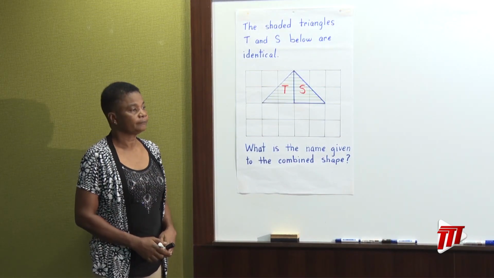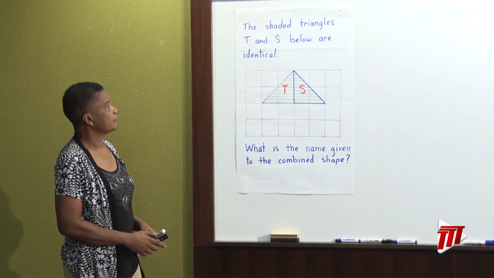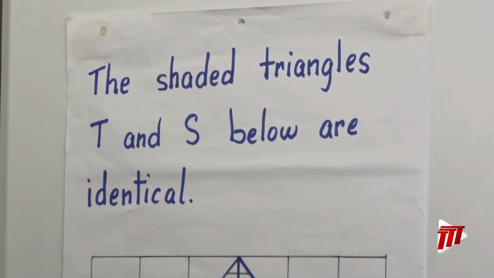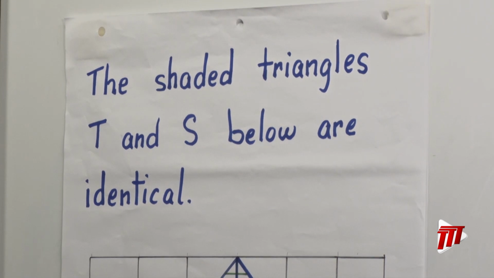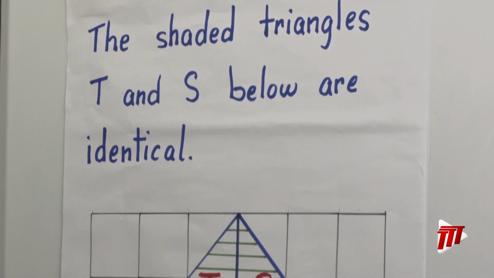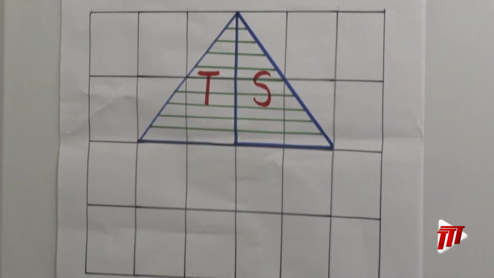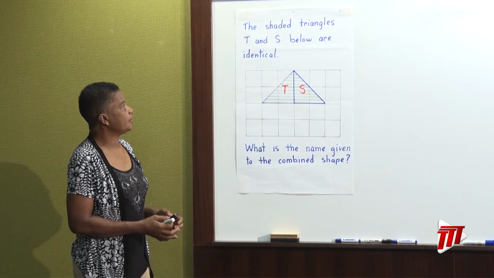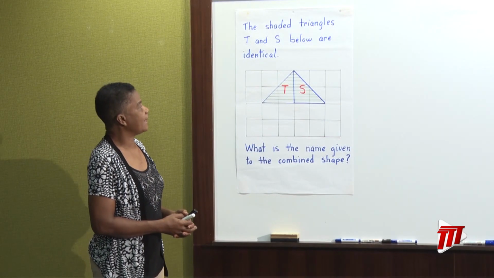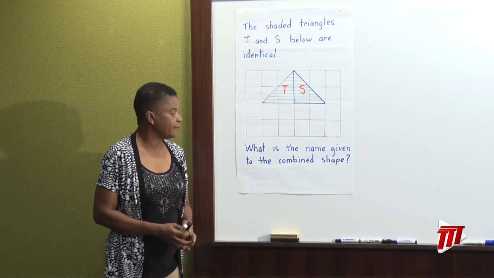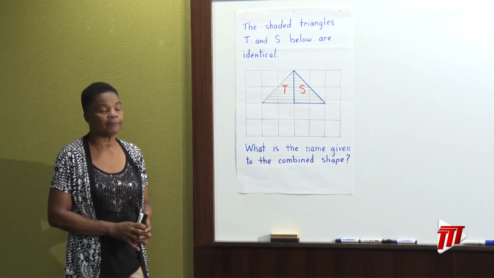Let's move on. Our next question. Again, read along with me. The shaded triangles T and S below are identical. What is the name given to the combined shape? Let's read again. The shaded triangles T and S below are identical. What is the name given to the combined shape?